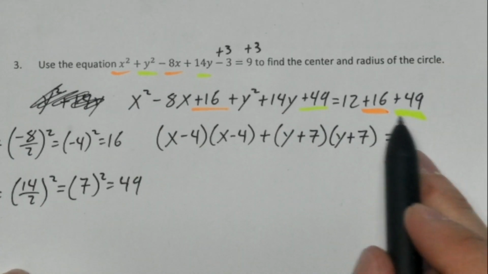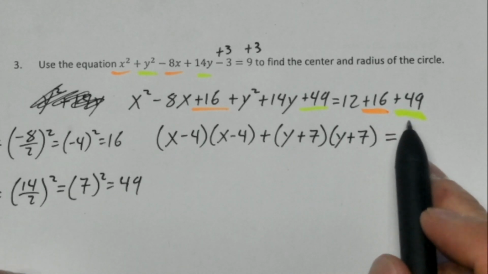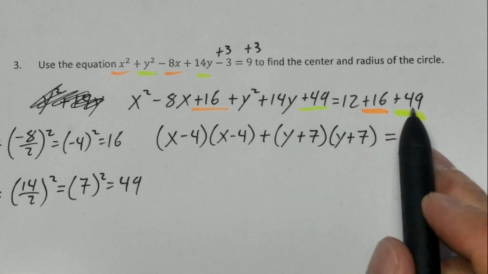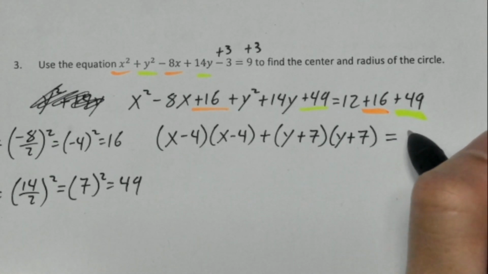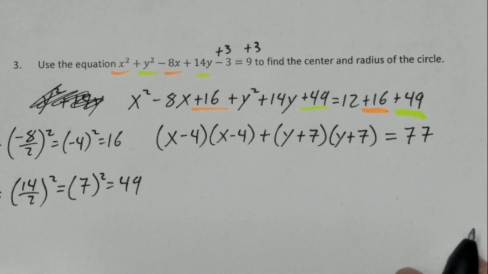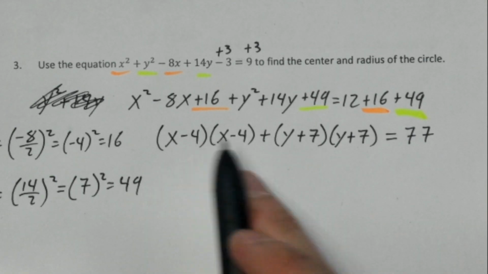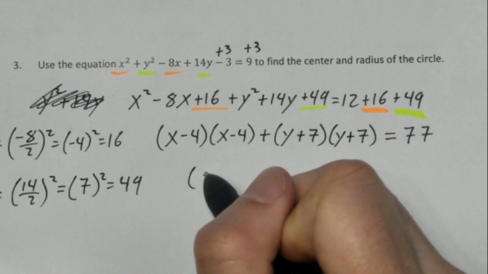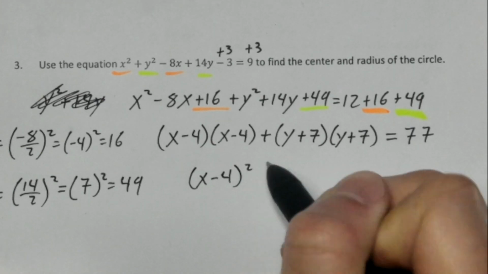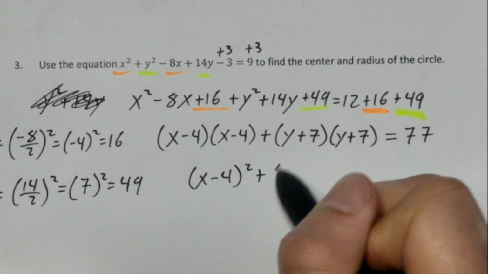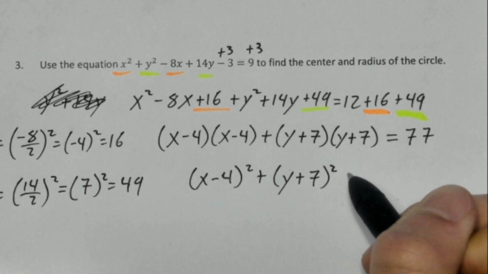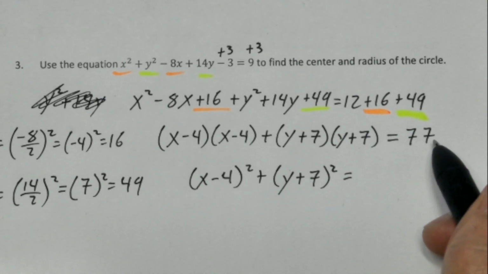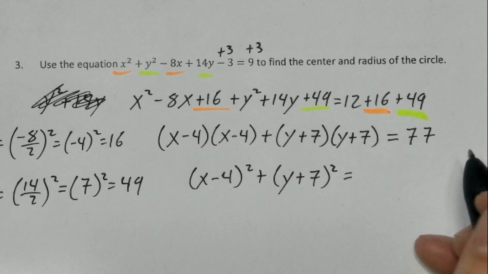And finally, on the other side, I have 16, 12, and 49. It's going to be 40, 50, 60, 75, 77. Now remember that if you multiply two identical things, they will combine to become just one thing squared. Same for the y's, two identical things will combine to become just one thing squared. And this side is just going to be 77.